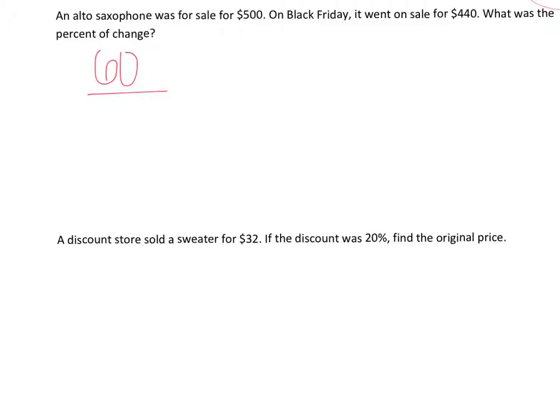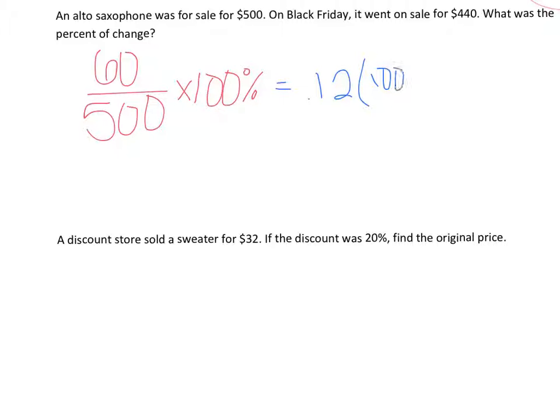60. What is my original amount? 500. Okay, so I need to figure out what 60 divided by 500 is. Whatever that is, I'm going to multiply it by 100%. All right, whenever you divided 60 by 500, what did you get? Okay, so you got 0.12. We need to take that times 100%. So what was my percent of decrease?